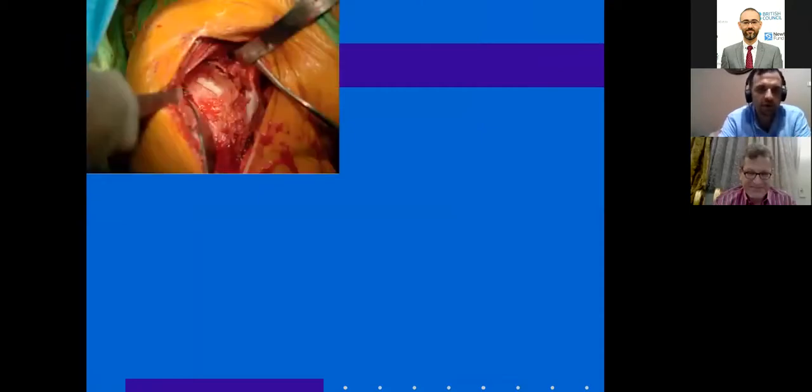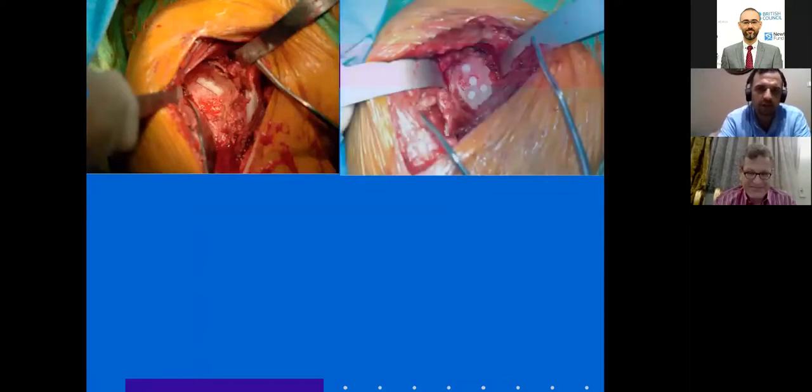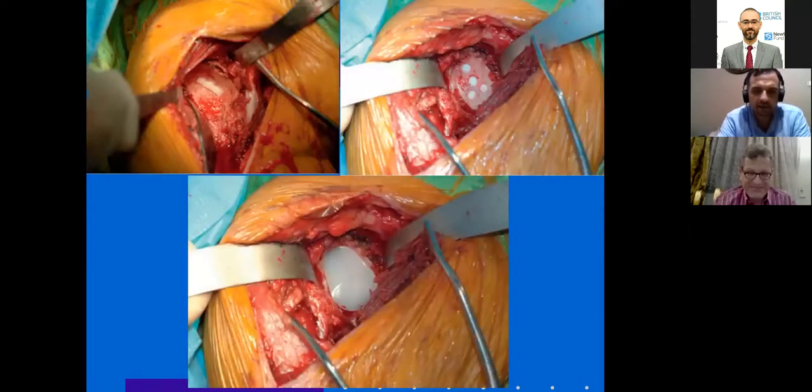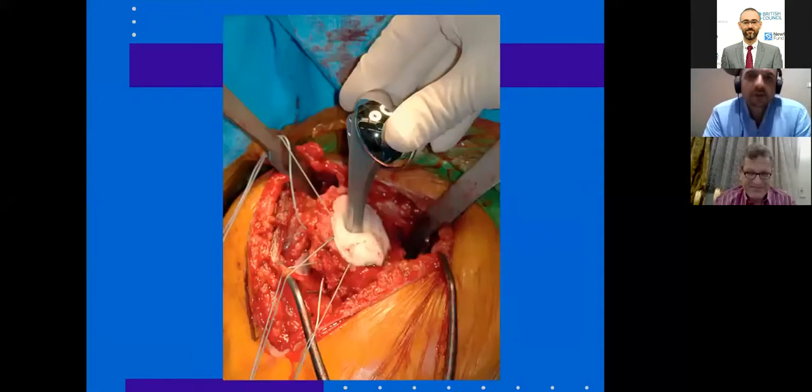And cementation of the glenoid component. As we said, all polyethylene, all cemented. And lastly, we implant the prosthesis, and then closure of the subscapularis through the transosseous sutures of the proximal humerus. This is the prosthesis.